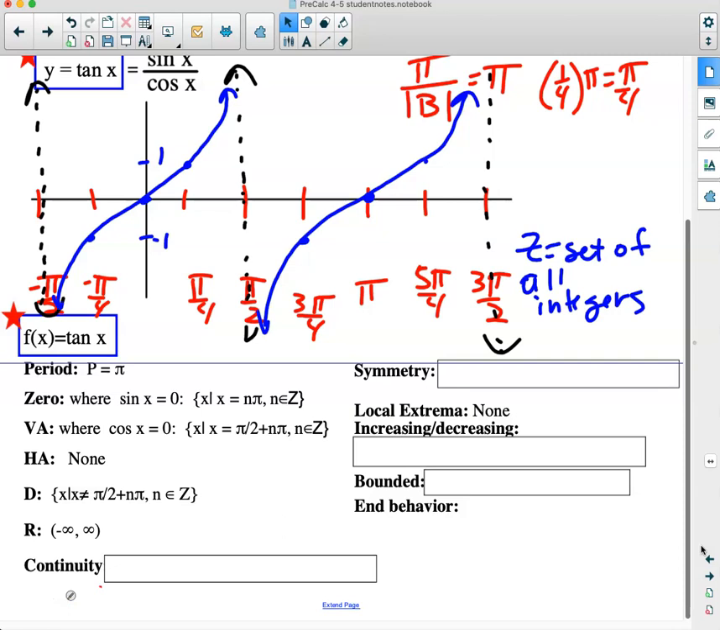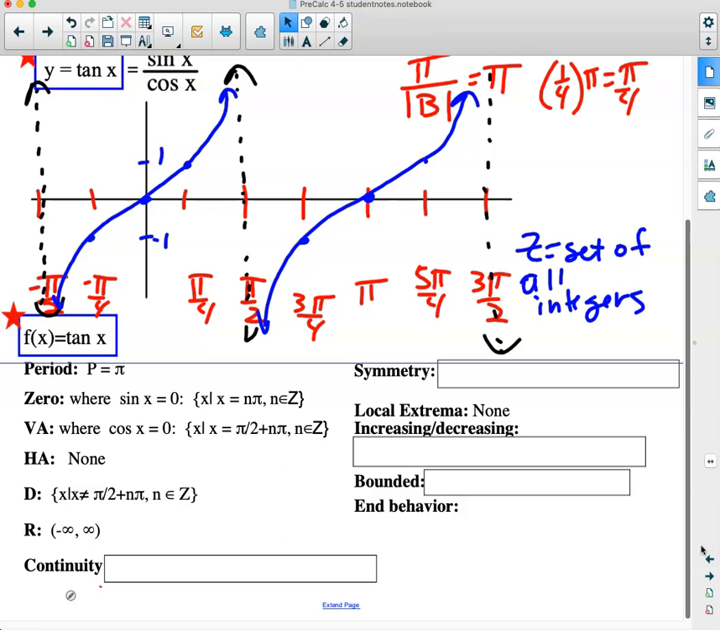We don't get any horizontal asymptotes. Domain, well, we'd have to leave everything but the vertical asymptotes in our domain. So we'd have to say it's the set of all x such that you can't use the vertical asymptotes. And the vertical asymptotes were pi over 2 plus n pi, where n is the set of all integers. So the only change really between our vertical asymptotes and our domain is this little not equal to. We have to leave those vertical asymptotes out of the domain. Range, up and down forever.